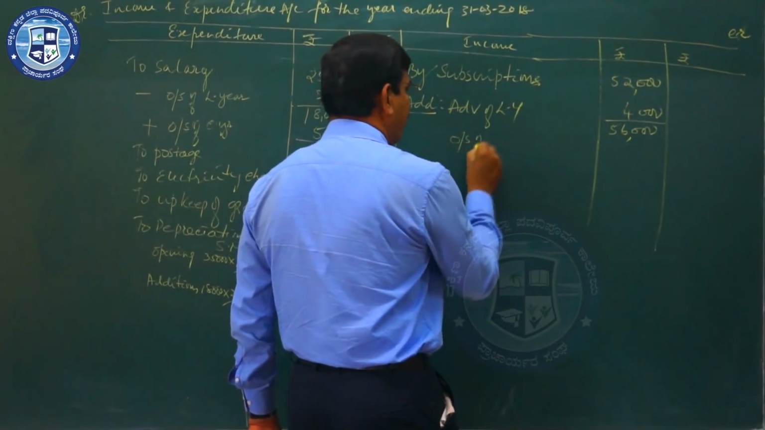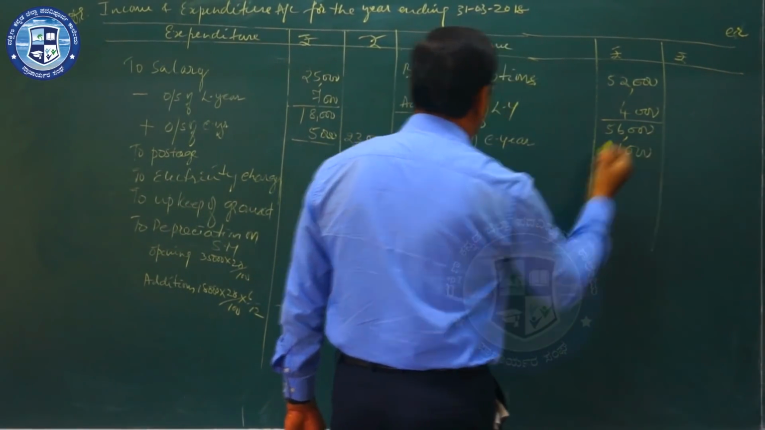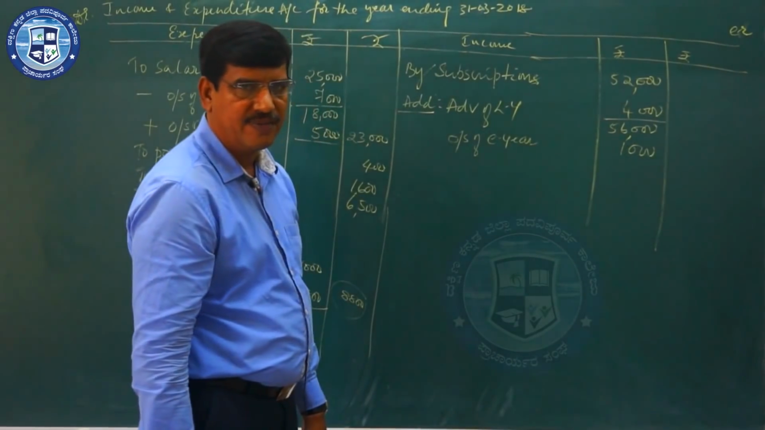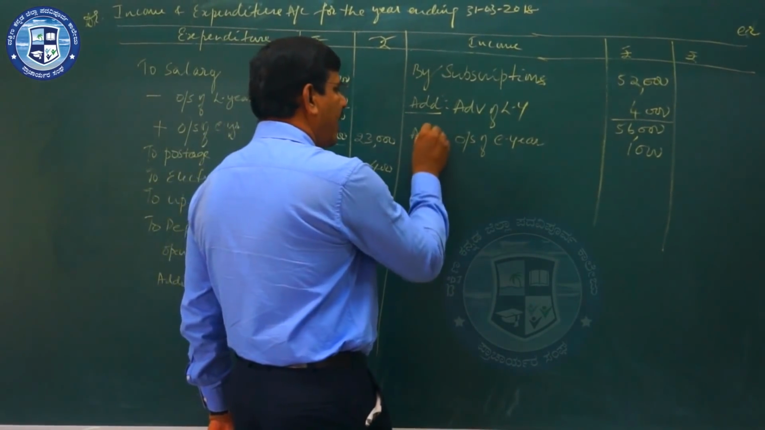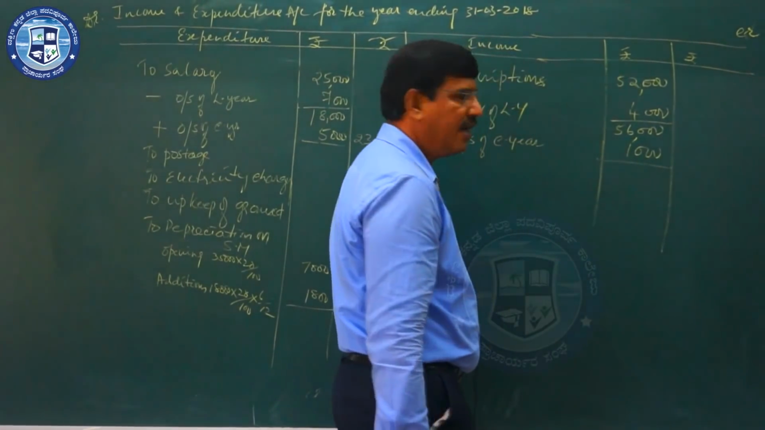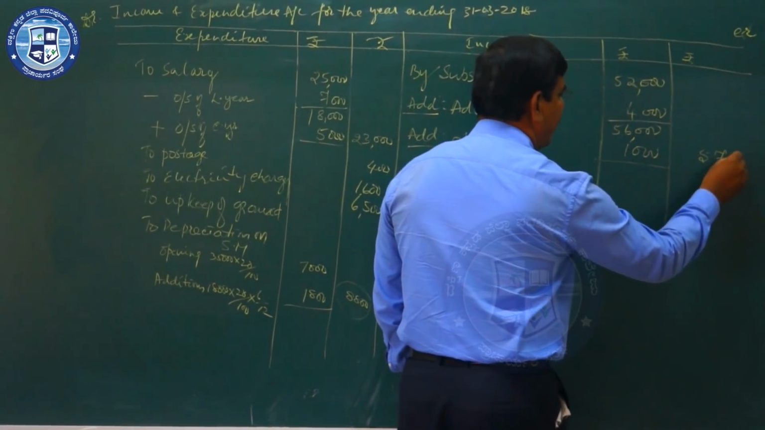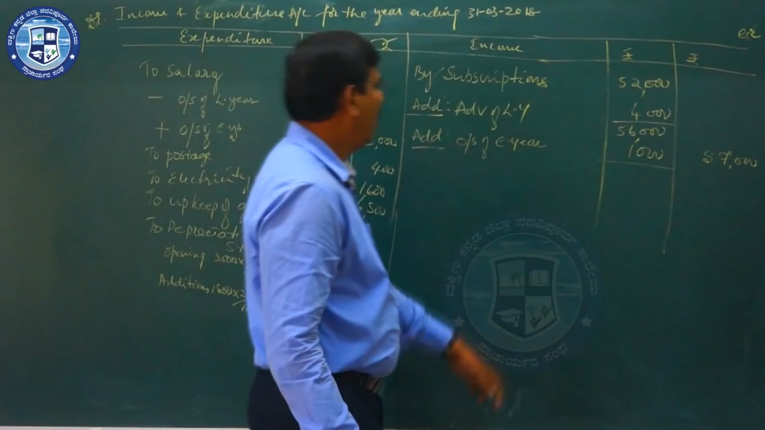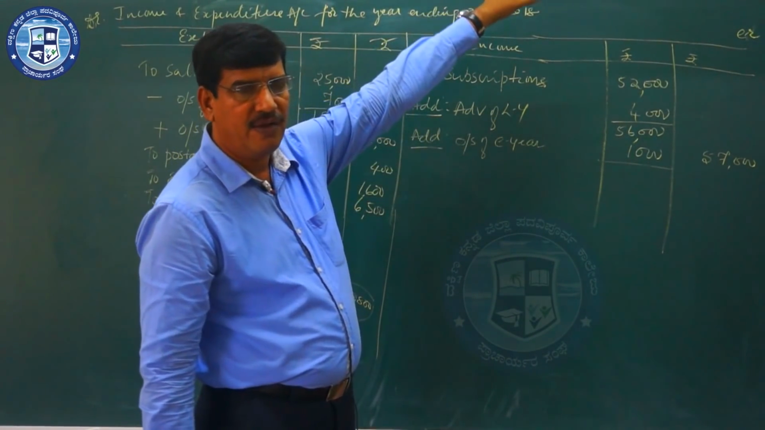Outstanding of current year is 1,000. Whether you have to add it or deduct it: anything relating to the current year has to be added. So the total subscription for the current year will be 57,000. Here we have taken this advance of last year from the opening balance sheet.